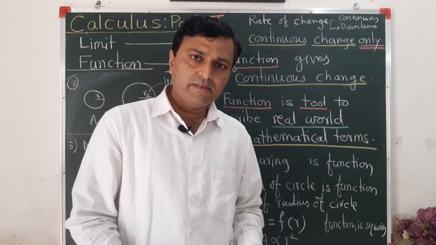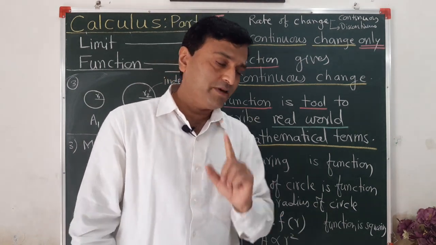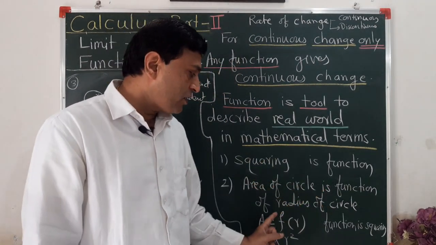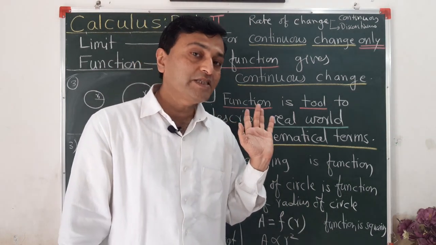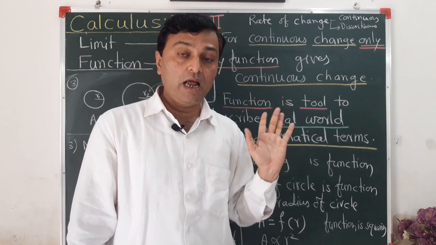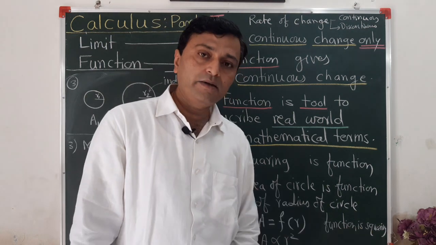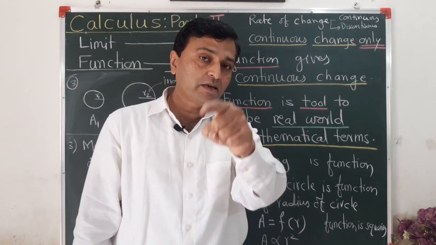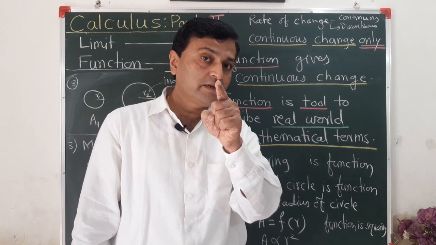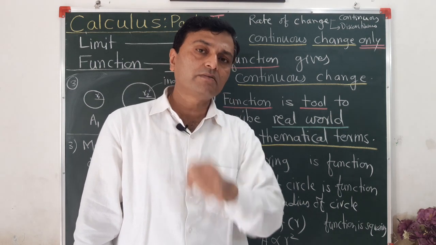In physics, in real life, how can we apply this function? One example I have given is squaring. Area of circle is a function of the radius of the circle. What does that mean? Area of circle depends on the radius of the circle. How? By one function. That function is called squaring, because you know the formula for area of circle, pi r square. You are squaring the radius. So r is the independent variable, and you are squaring that independent variable.